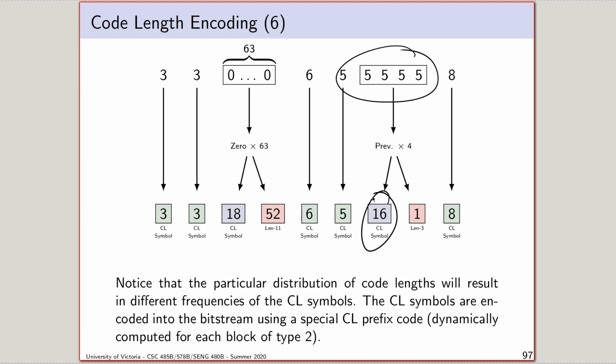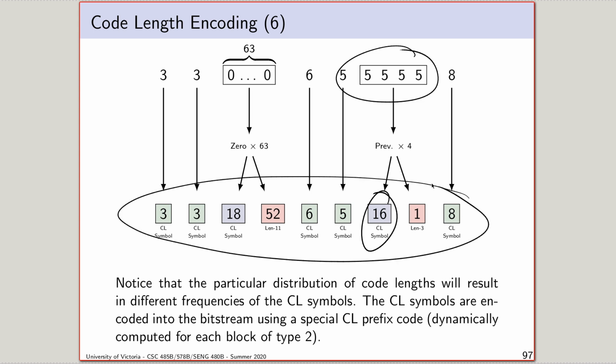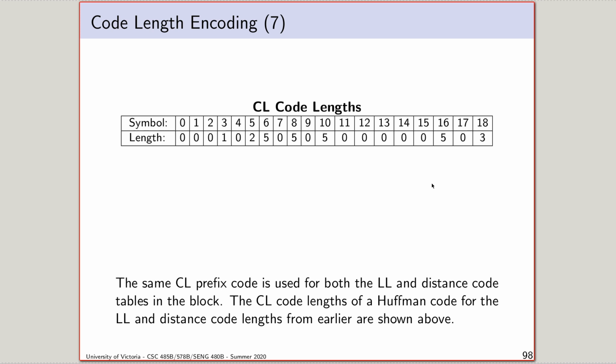And so what we do when we want to actually store this sequence I'm generating here is we encode the CL symbols using a special prefix code. Of course, that means we now have to go define a prefix code and put that into the bitstream somehow. So we're just going up one more layer here of prefix codes that we have to store.